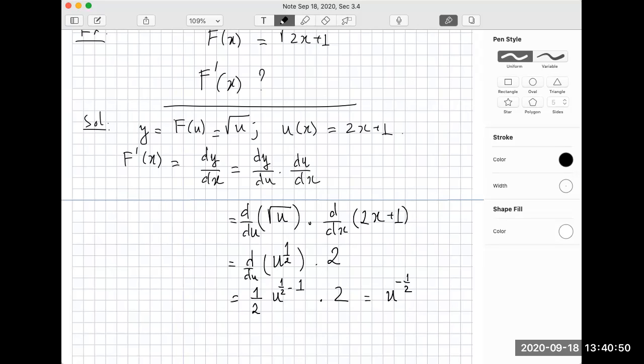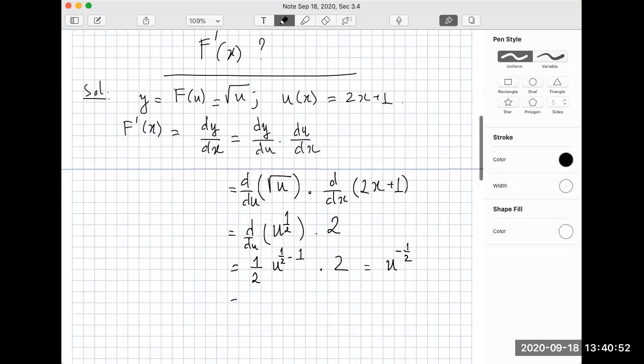And remember u here. The negative here, we can push it down to the denominator, and it becomes u to the 1/2, right? And u to the 1/2 is square root of u, right? And u is 2x plus 1. So finally, we have this, okay?